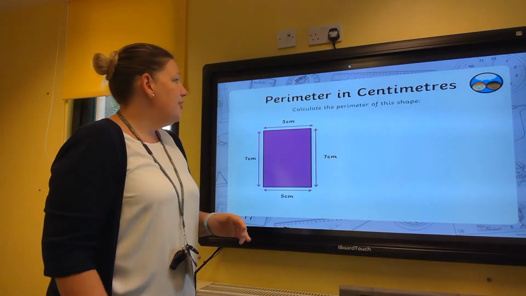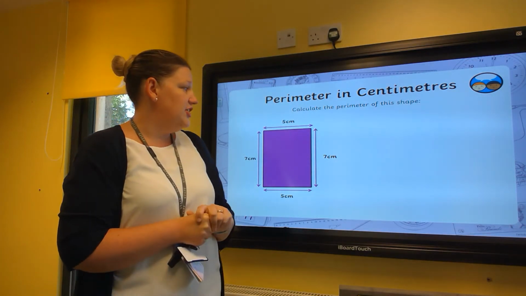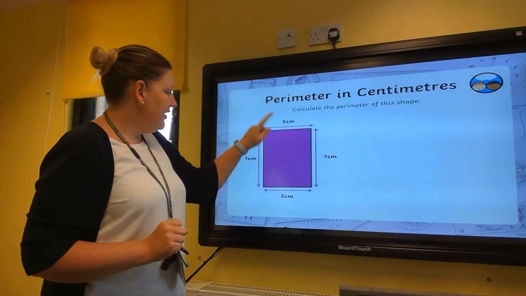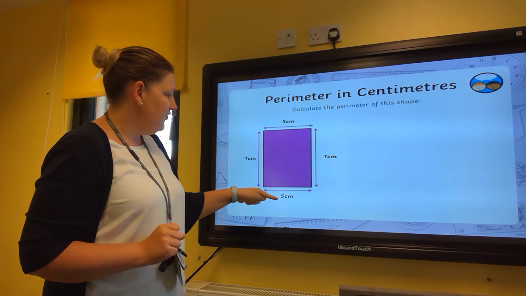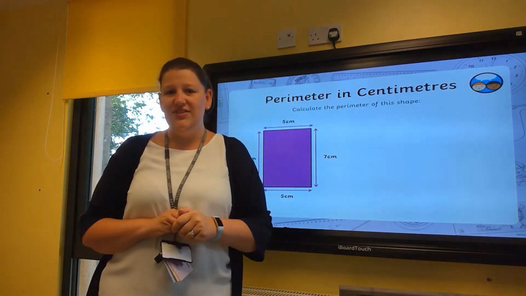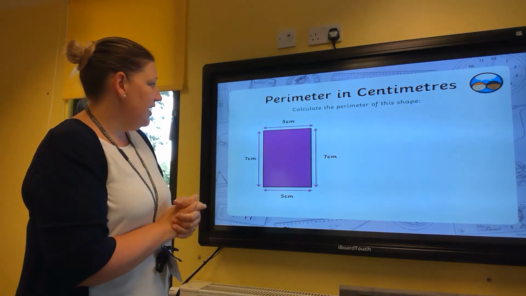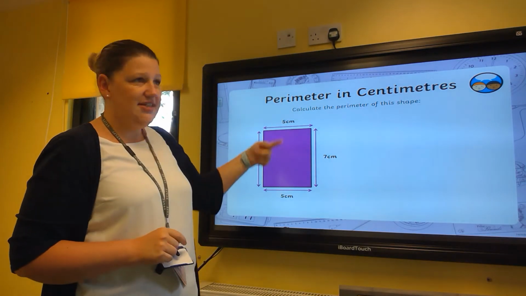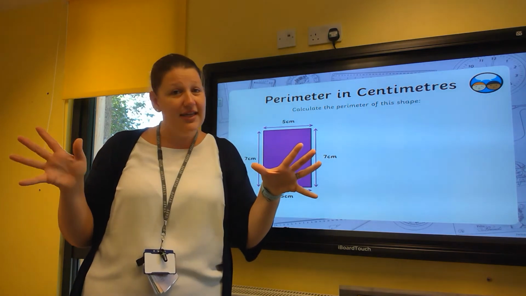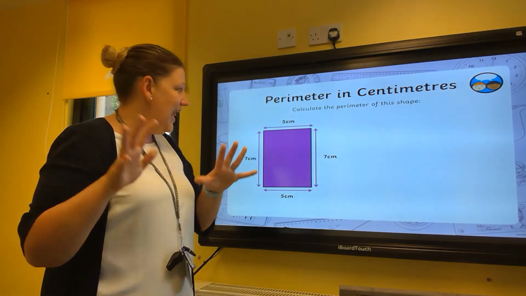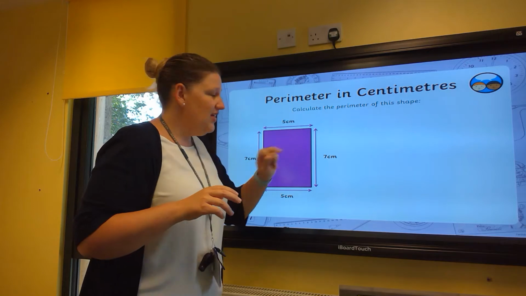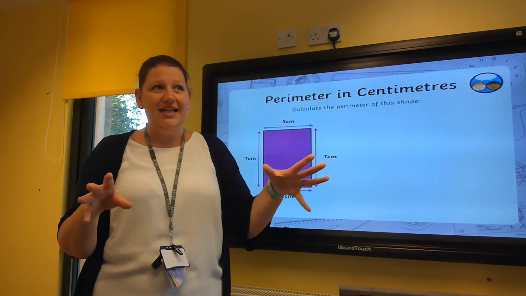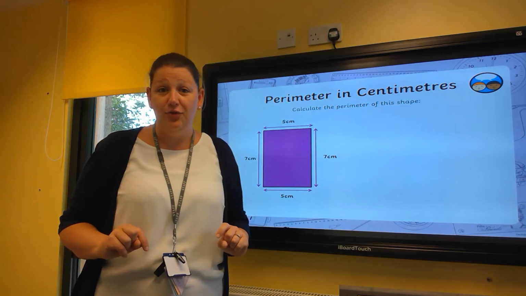So, perimeter in centimetres again, calculate the perimeter of this shape. So what I'd like you to do, before you carry on through this slide, I would like you to work out the perimeter of this shape. So I've got 2 sides that are 5 centimetres, 2 sides that are 7 centimetres. So if I was going to find a nice quick way of doing this, again, I've got 2 sides that are 5 centimetres, and 5 and 5 we know is, that's right, it's 10, okay? So we've got 5 and 5 is 10, 7 and 7, we know our 7 times table, 2 lots of 7, 14. So 14, add 10, my perimeter should be 24, okay?